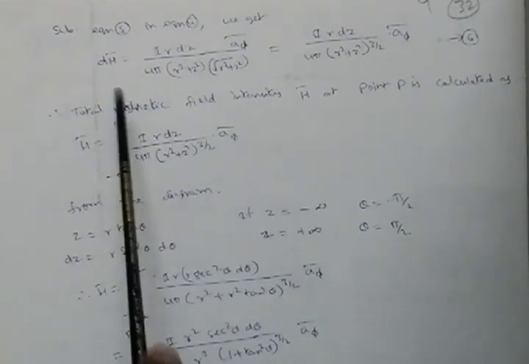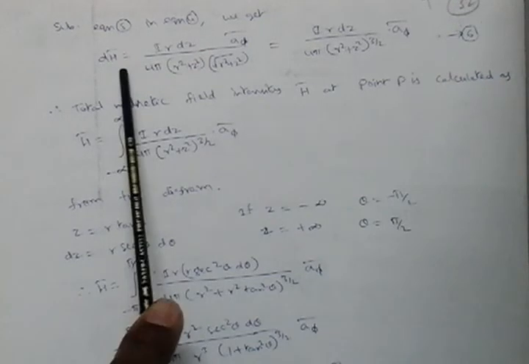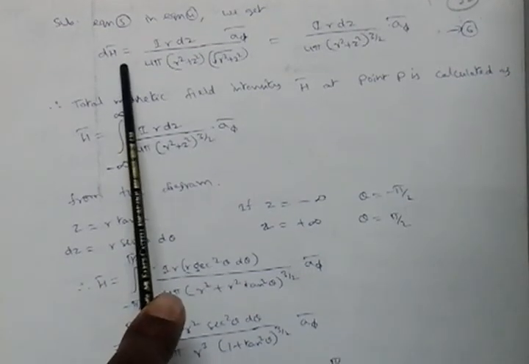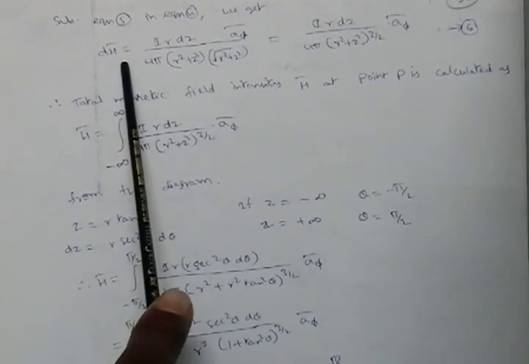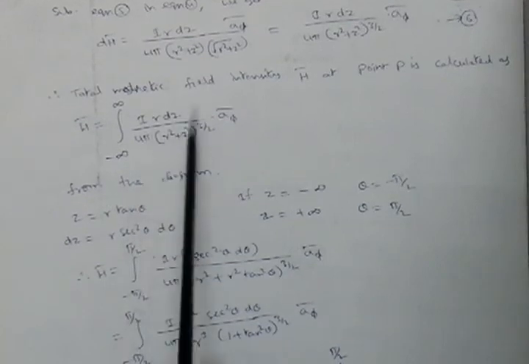Next, substitute equation 5 in equation 4, then you will get dH bar equal to this. Now, this is the magnetic field intensity due to the differential length only. If you want to determine the total magnetic field intensity at the point P due to the entire length, take the integration on both sides. Then you will get H bar is equal to the integration of the same term.